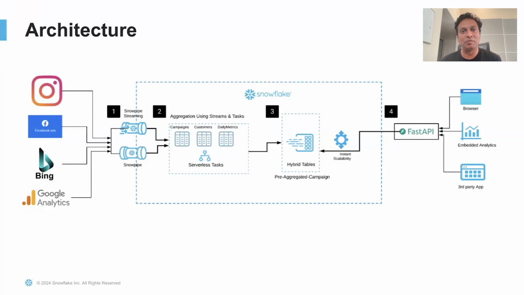Once you transform and pre-compute the data, you can push the data into a hybrid table, called pre-aggregated campaign in this case, which is a row store underneath the covers. It acts as the backend for our dashboard applications and any analytical applications accessing that data through an API. In this example, I used an API framework called FastAPI to power the API so that the embedded analytics applications can use it to access the data from hybrid tables.